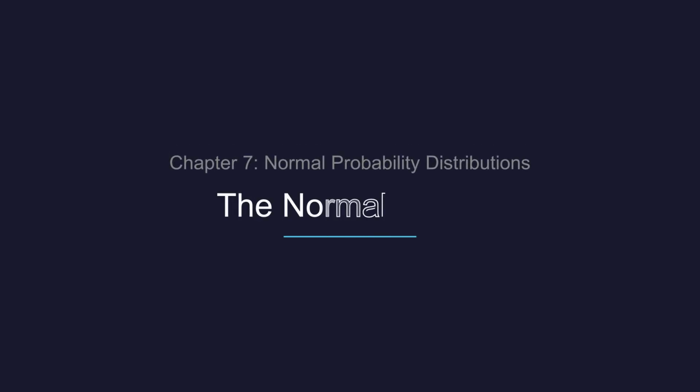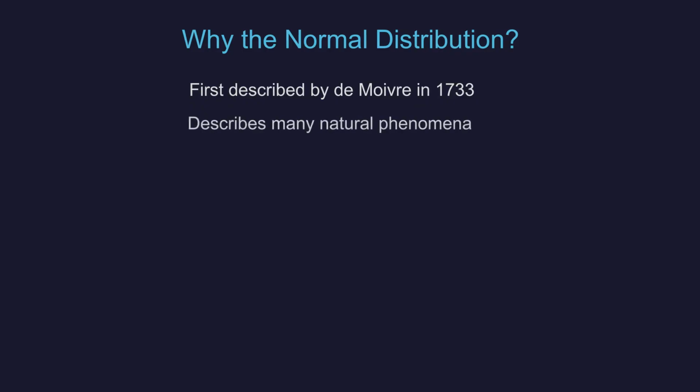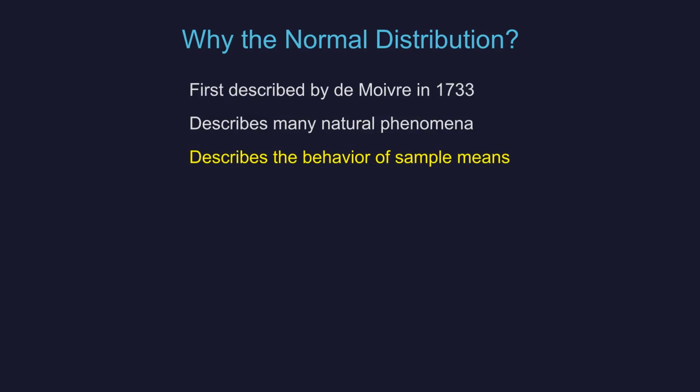Welcome to Chapter 7. In this video, we explore the normal distribution, the most important continuous distribution in statistics. The normal distribution is the most common continuous distribution in statistics. First described by de Moivre in 1733, it models many natural phenomena. More importantly, it describes the behavior of sample means, which makes it the foundation of statistical inference.